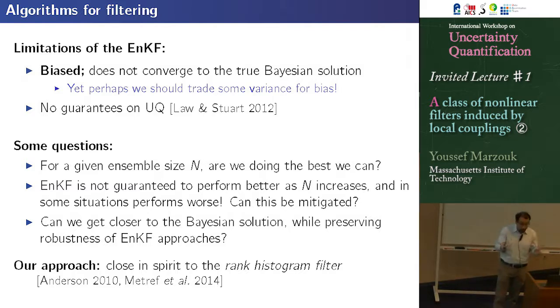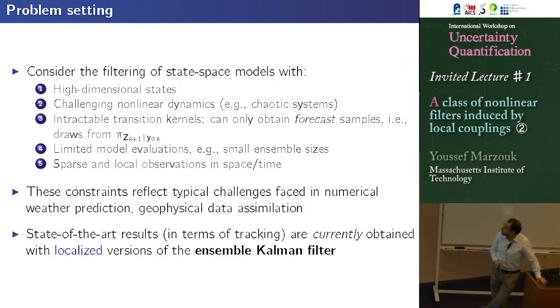So here's the problem setting that I want to consider. I'm going to focus most of the talk from now on on filtering of state-space models with high-dimensional states, nonlinear dynamics that are challenging, for instance chaotic, as we saw in the opening talk, and transition kernels that are intractable, in the sense that I'm not going to presume that I can put my hands on π(z_{k+1} | z_k), that I'm not going to be able to evaluate that density or take its gradients.